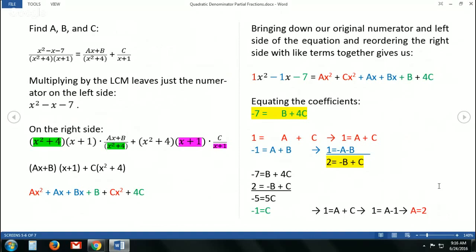Once we have set up our partial fraction decomposition, multiply through by the lowest common multiple to eliminate the fractions, equate the coefficients, and then work the resulting system of equations. If you're asked to express your answer as a fraction, be sure to go back and write each thing over the appropriate denominator.